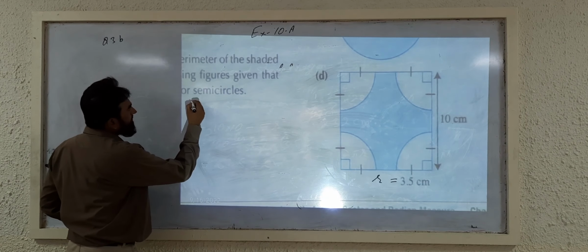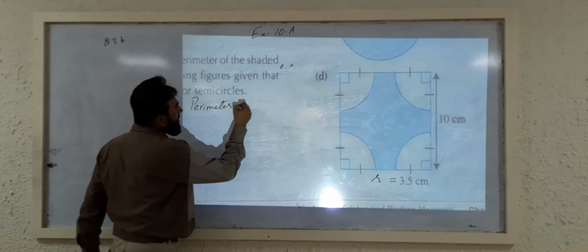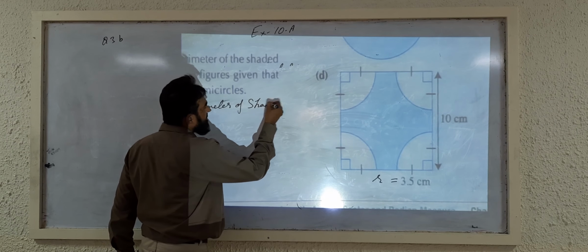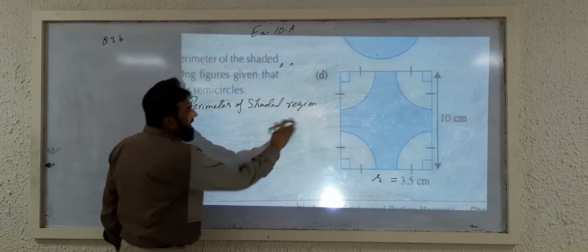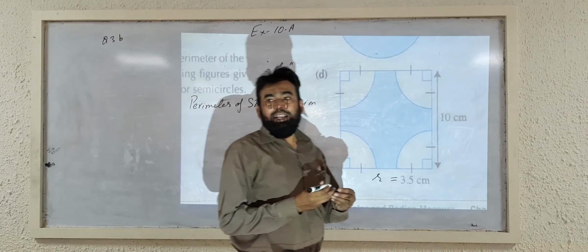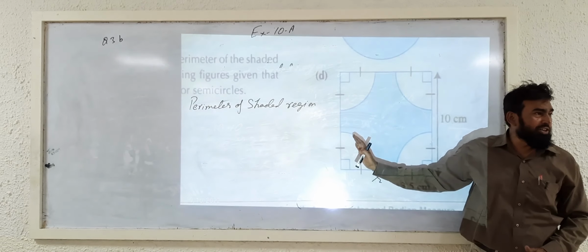Perimeter of shaded region. Before finding out the perimeter of the shaded region, you must know which lines are surrounding this shaded region.